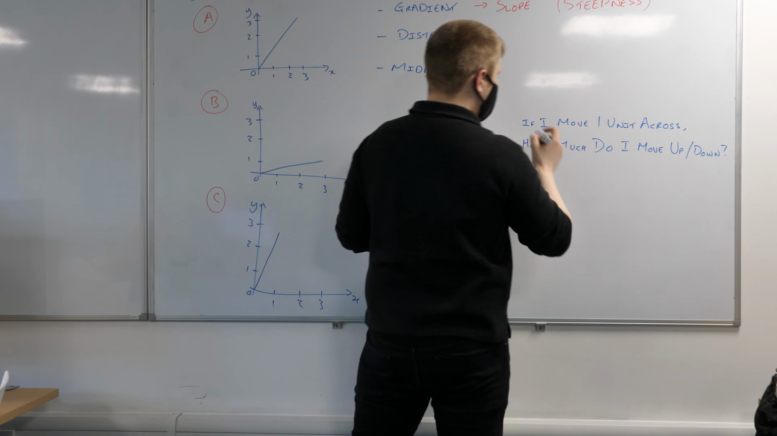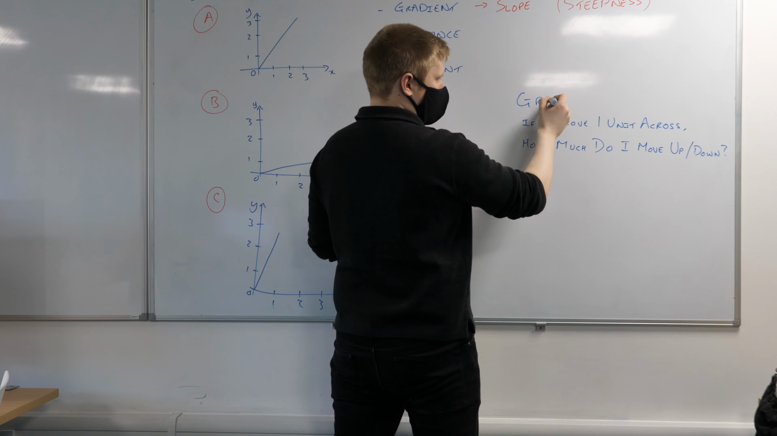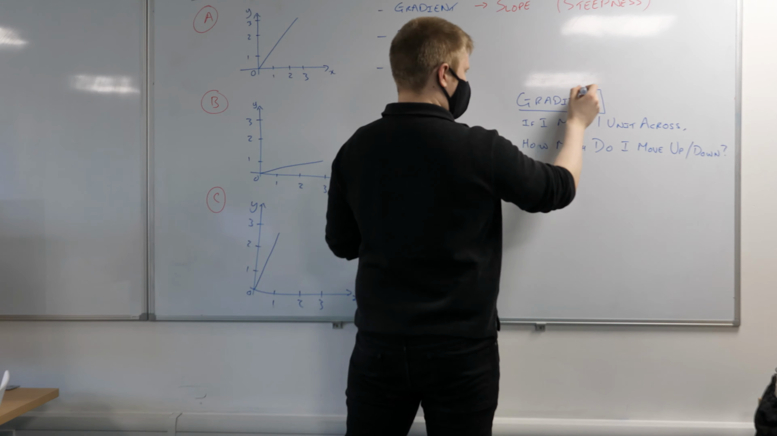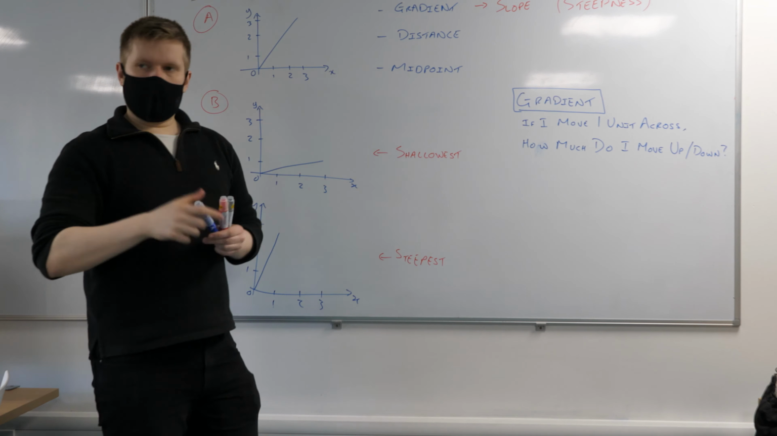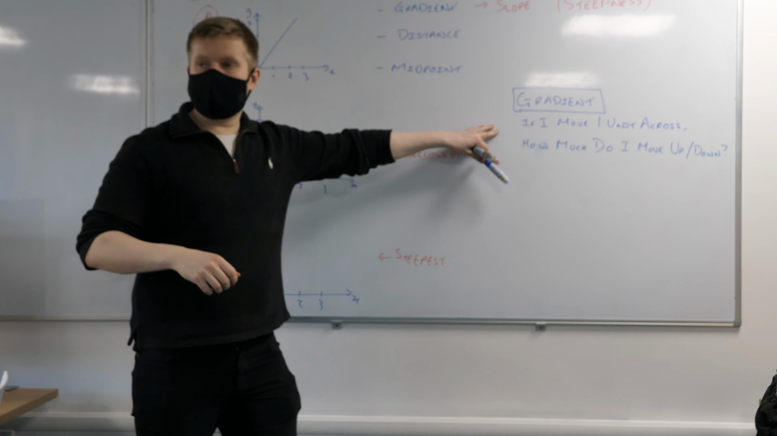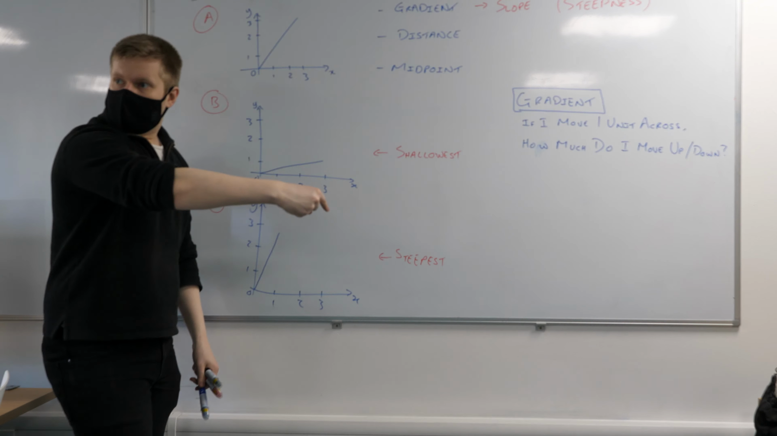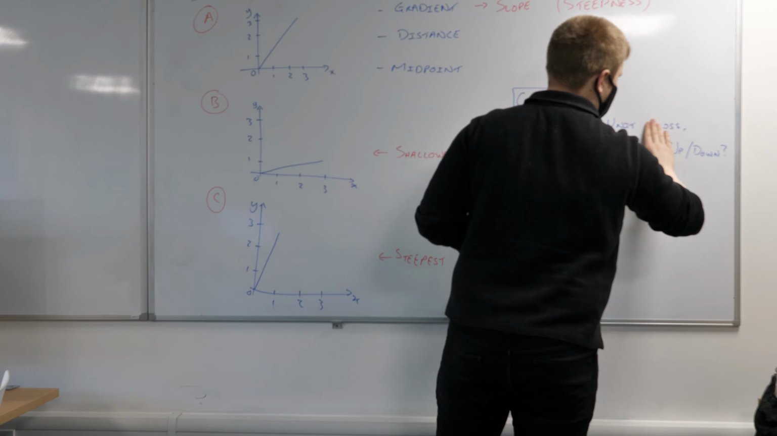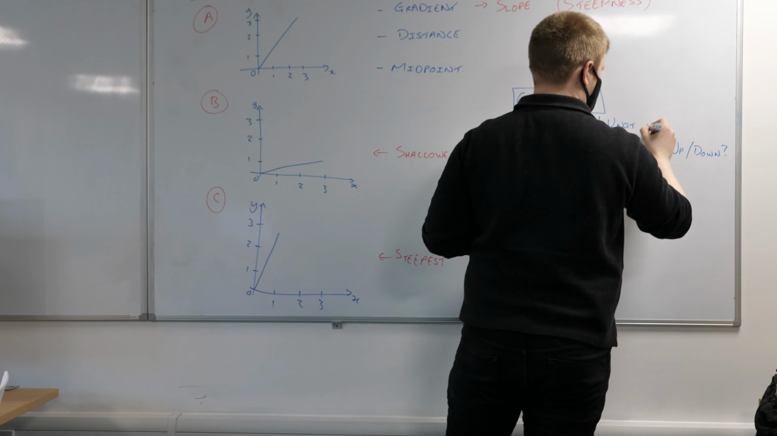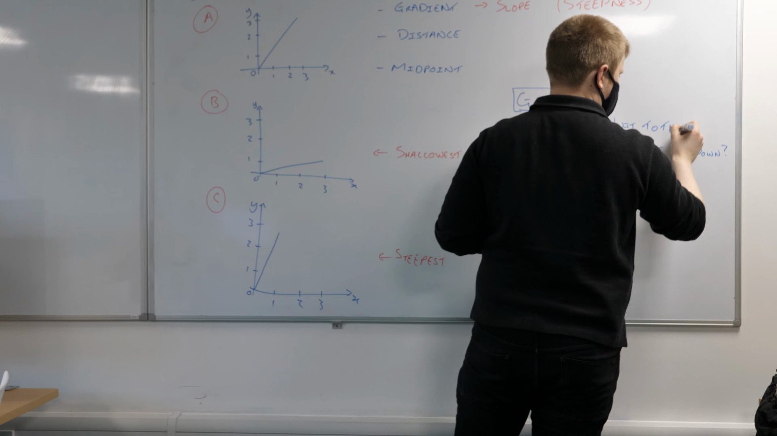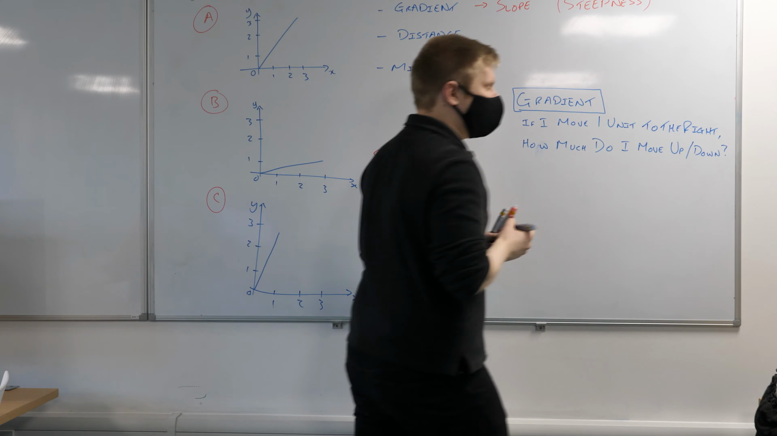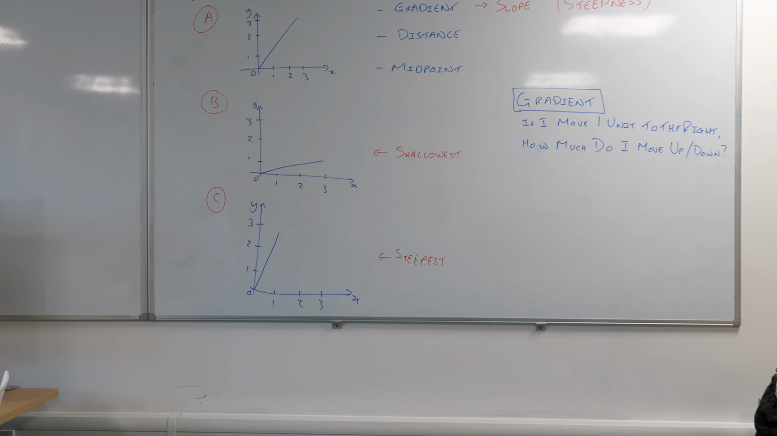That is going to be my idea of gradient. So if I want a definition of gradient, I've decided gradient is to do with the steepness or the slope. If I want to put a number on it, this is how I'm going to define it. If I just move 1 unit across, 1 unit to the right, I should say, it's how many I move up or down. So just by moving 1 unit to the right, how many do I move up or down?